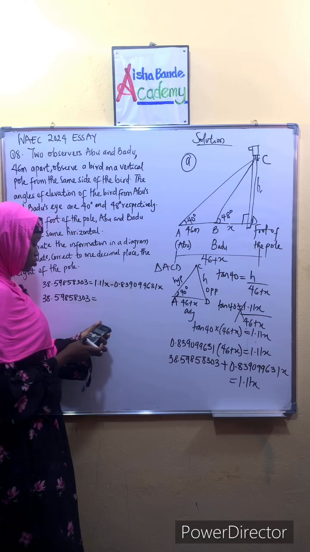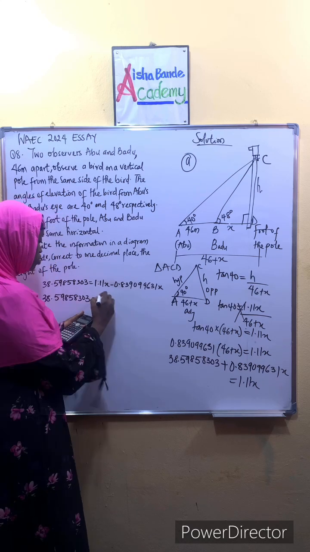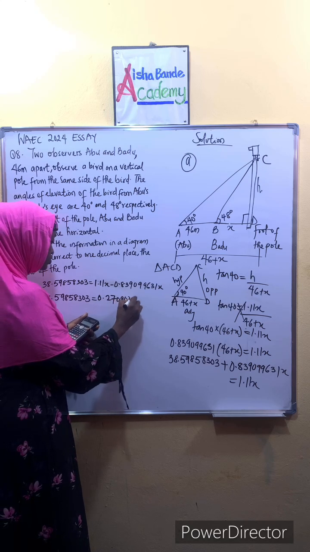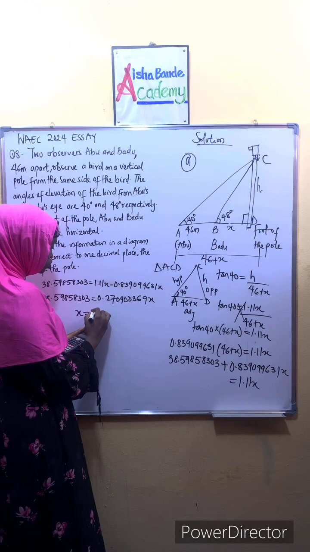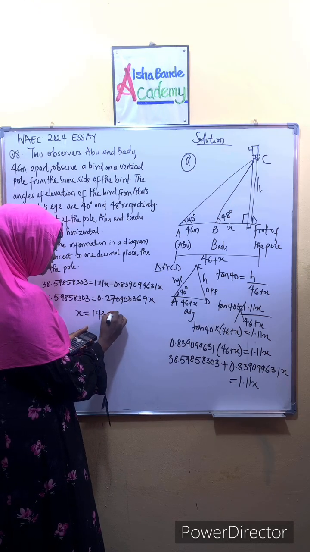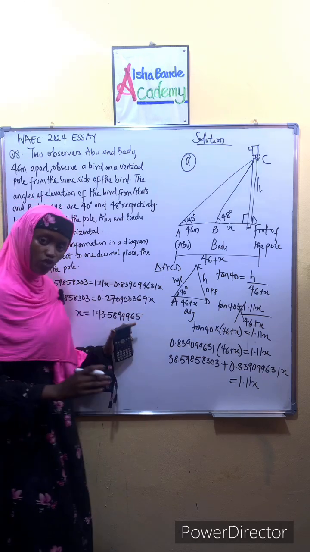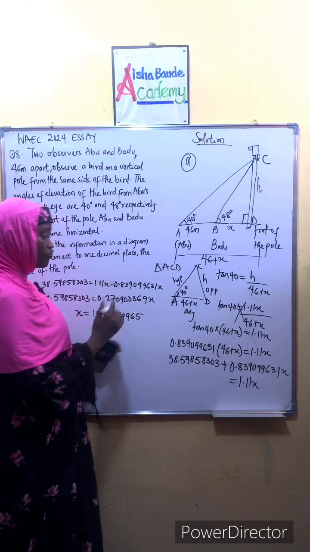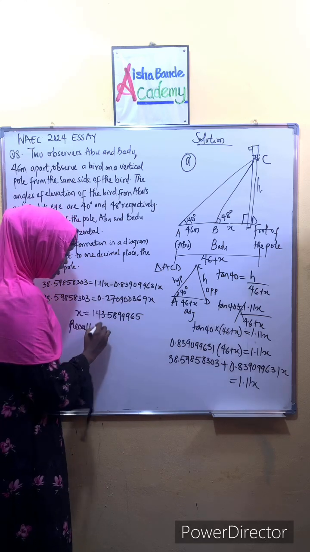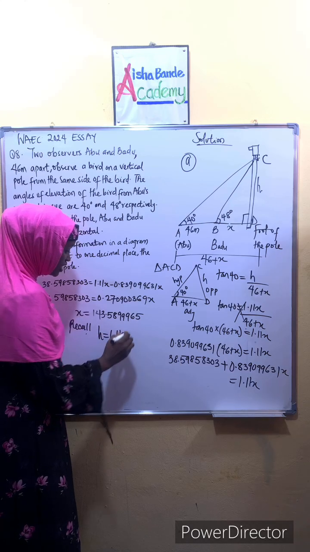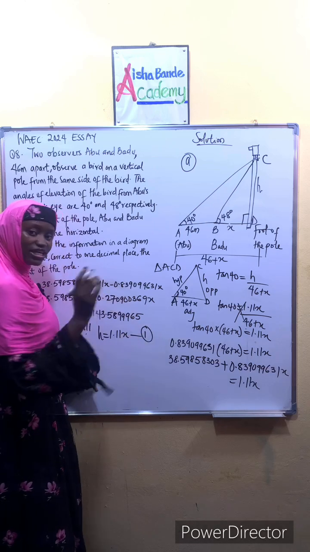So simplifying further, we have 38.59858303 is equal to, when we punch the calculator, 0.270900369x, right? So from here, x is equal to 143.5899965. This is the value for x, but this is not the value for h. What we're looking for is the height. So recall, from equation 1, we have that h is equal to 1.11x, right? All we need to do from here is to substitute the value of x into equation 1 and get the value for the height.